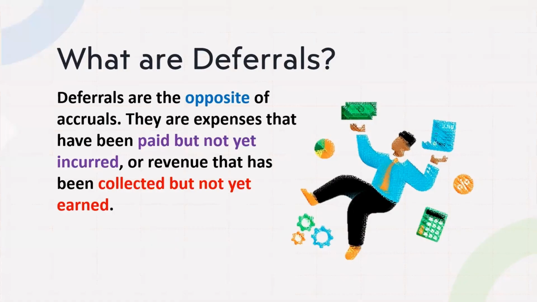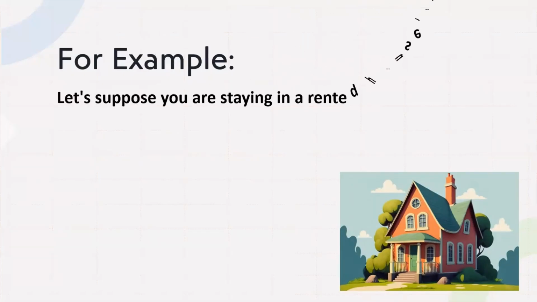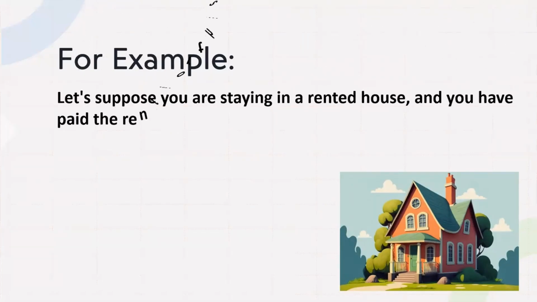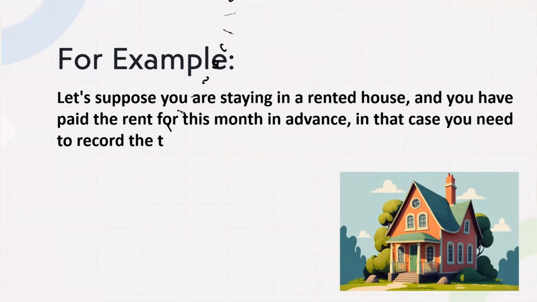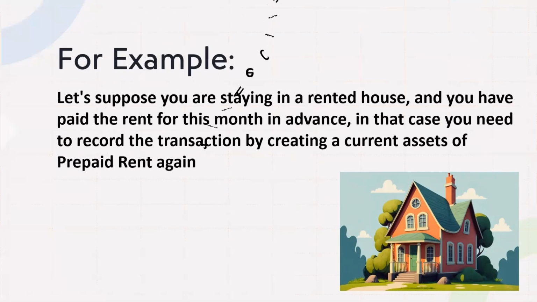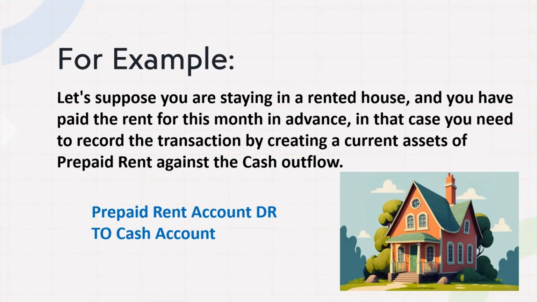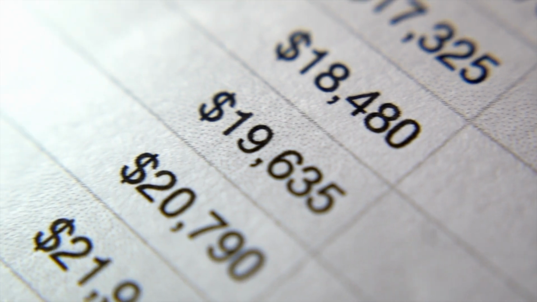Let's understand it better with the help of one example. Let's suppose you are staying in a rented house and you have paid the rent for this month in advance. In that case, you need to record the transaction by creating a current asset of prepaid rent against the cash which you have paid. So what is the journal entry we are going to pass? Prepaid rent account debit to cash account. So we have created a current asset which is named prepaid rent and we have paid the cash. That's why we have credited the cash account.